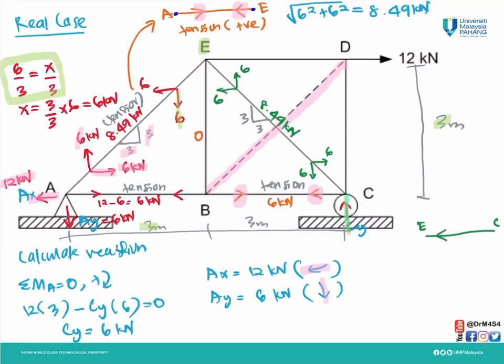If we take member EC from here, we know the arrow on the E side is into E, and the arrow on the joint C side is into C. For this sign, we call it compression, and the value is negative. So this one is compression.